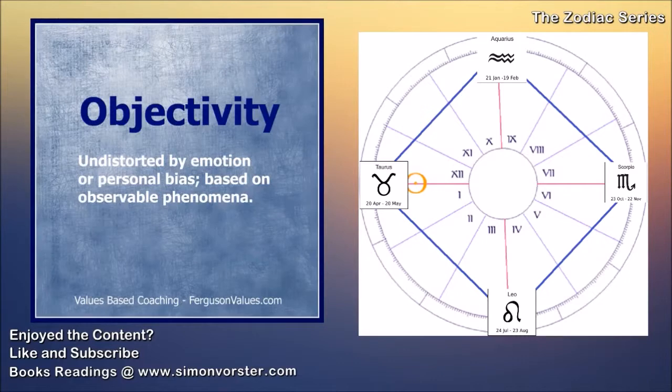Okay, next button. Let's have a look. Objectivity: undistorted by emotional personal bias, based on observable phenomena. Pretty cool. Look at this. Aquarius, we know, is objectivity, undistorted, right? The connection between Aquarius and Scorpio is relative to the undistorted by emotion. Remember that Scorpio is a water sign and it is inherently emotional, because of the connection between Cancer and Pisces. So when we are looking at something objectively, we have to remove the emotional capacity and look at it from an undistorted, non-emotional field.